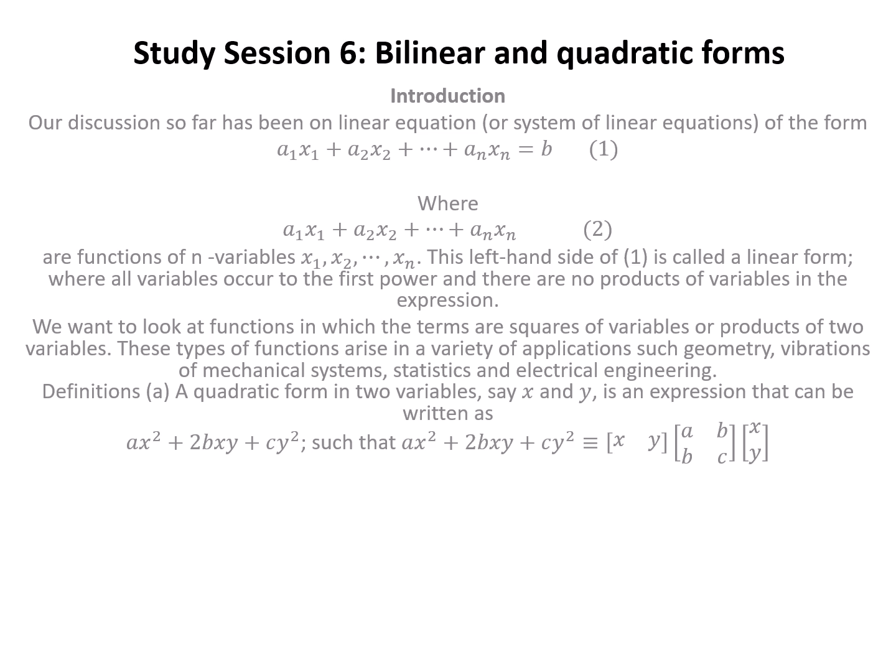So definition now. A quadratic form in two variables, say x and y, is an expression that can be written as ax squared plus 2bxy plus cy squared, such that your ax squared plus 2bxy plus cy squared can be written in a matrix form. This is an equation giving us a quadratic form.